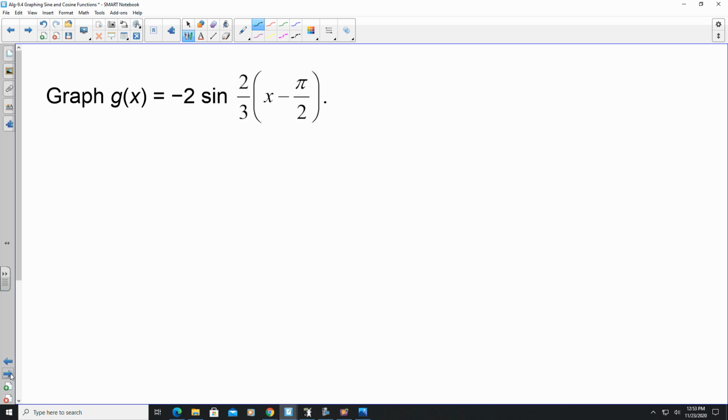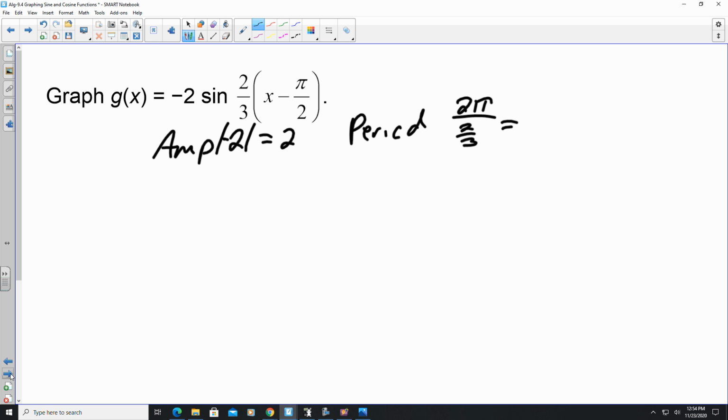And then the last graph that we're going to take a look at is when A is negative. So the amplitude doesn't change because the amplitude is still the absolute value of -2, which is still 2. The period here is 2 pi over b, which is 2/3. That ends up being equal to 3 pi. But we have a value of h that is positive pi over 2.